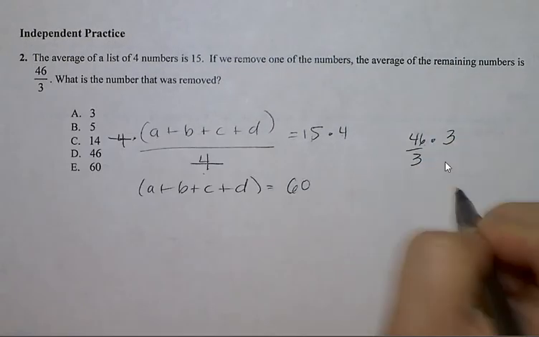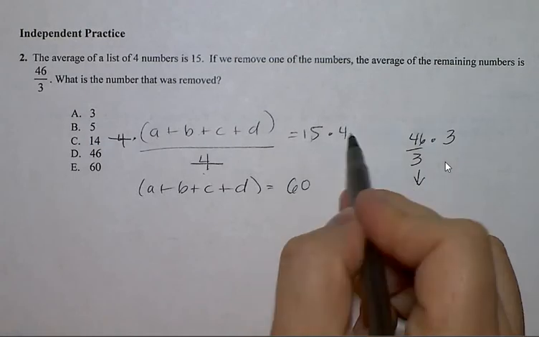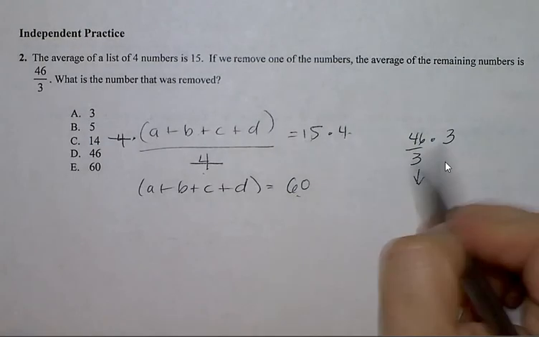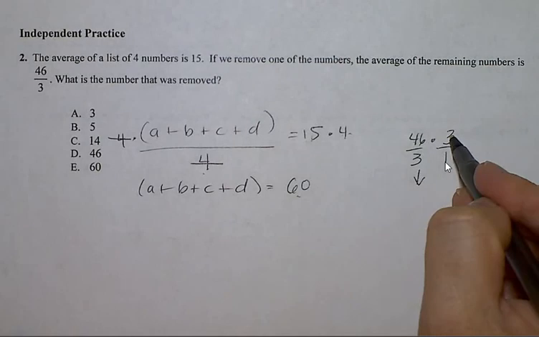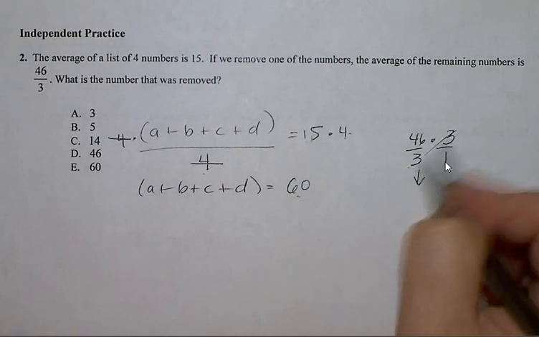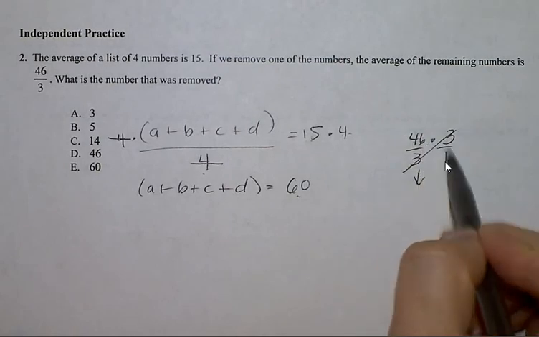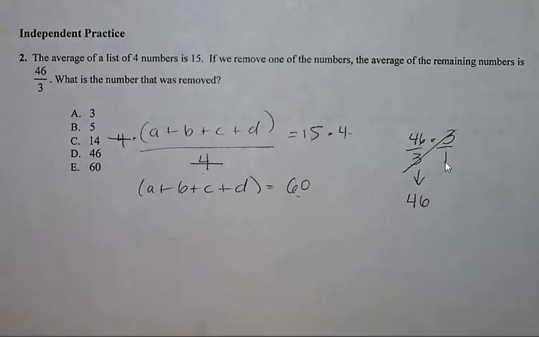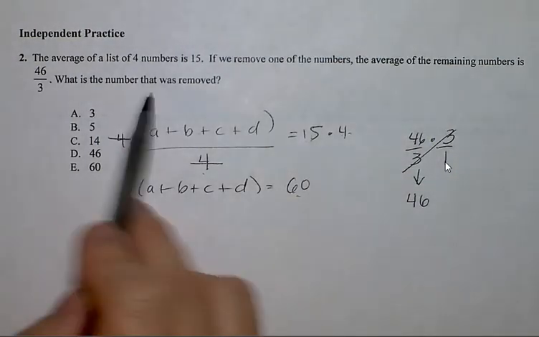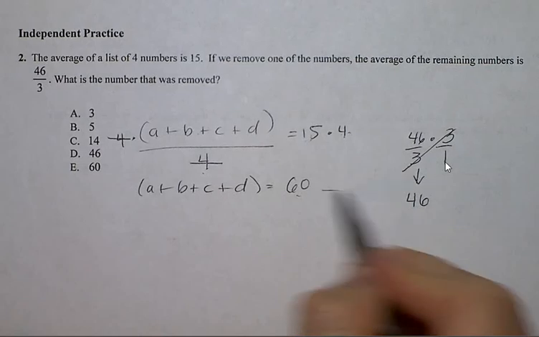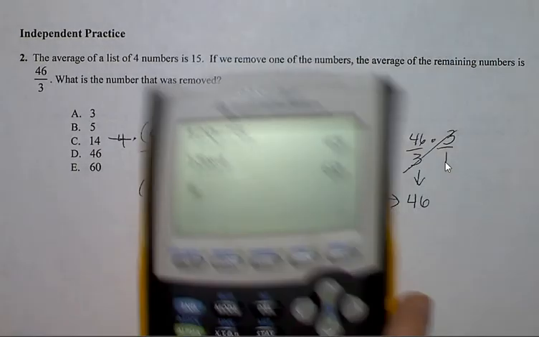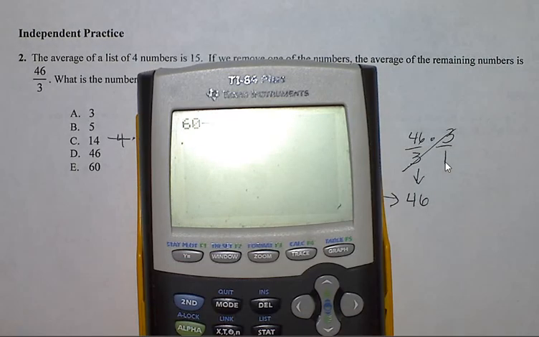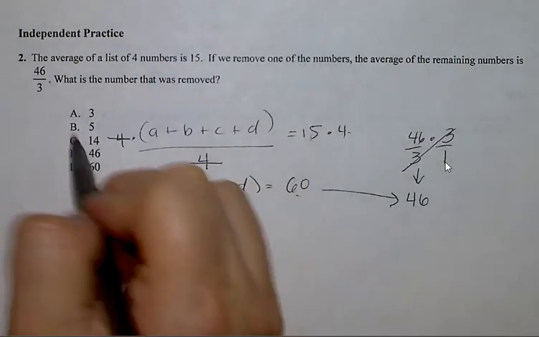We want to know what this value is. So I multiplied to get 60 on the left. When I multiplied these, notice, a 3 on top and a 3 on the bottom cancel. And 46 over 1 is 46. So what number was removed? You went from 60 down to 46. 60 minus 46 is 14. Correct answer is C.